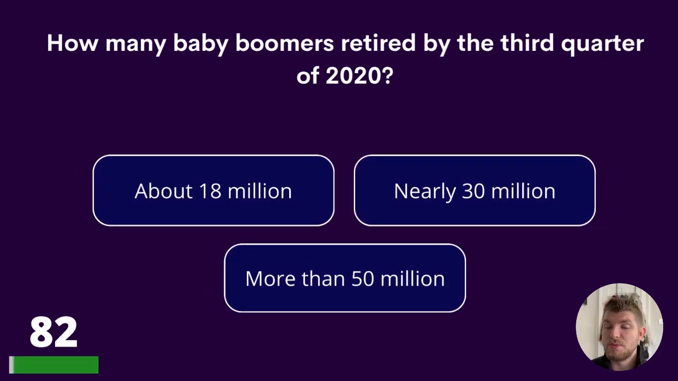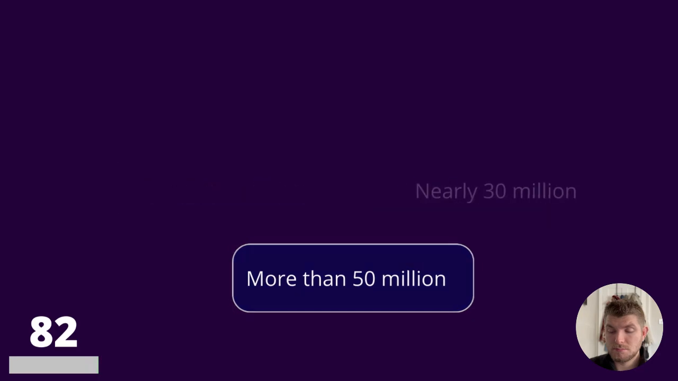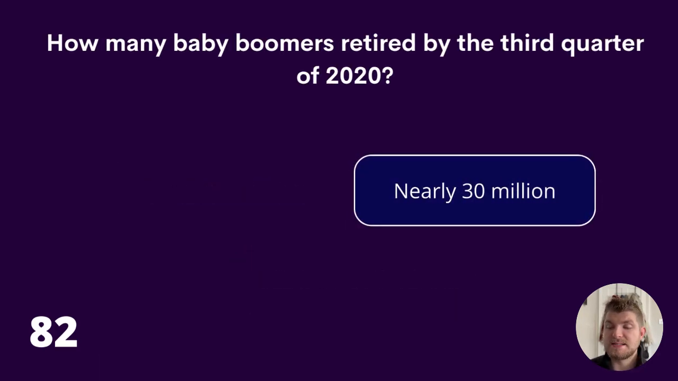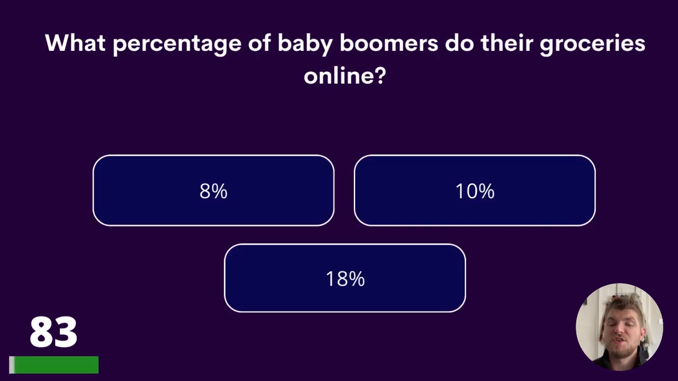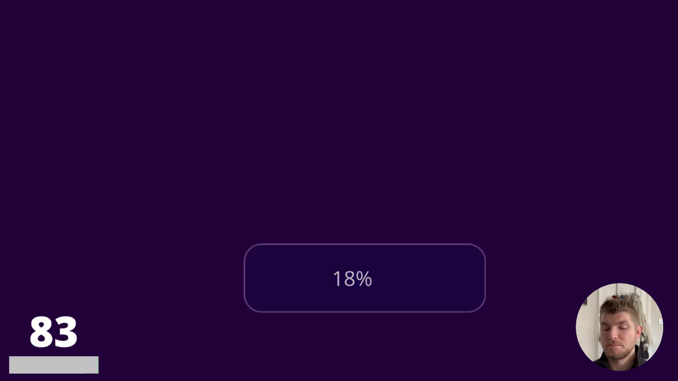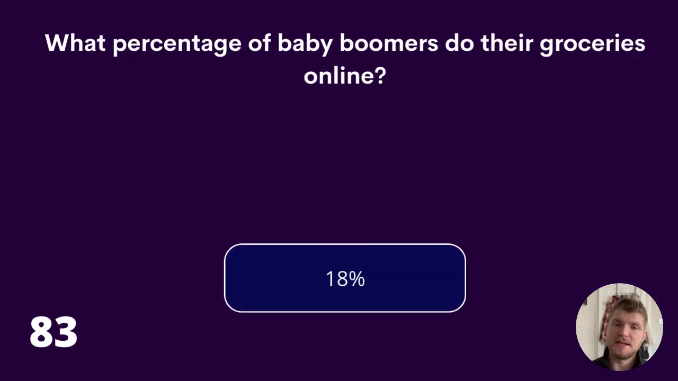Question 82. How many baby boomers retired by the third quarter of 2020? About 18 million, nearly 30 million, or more than 50 million? The answer is nearly 30 million. Question 83. What percentage of baby boomers do their groceries online? 8%, 10%, or 18%? The answer is 18%.